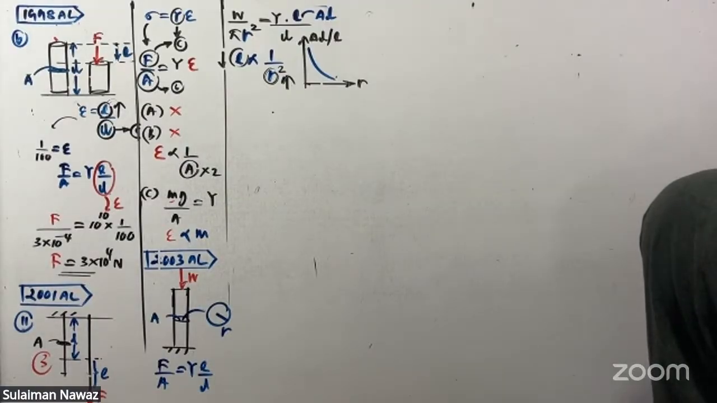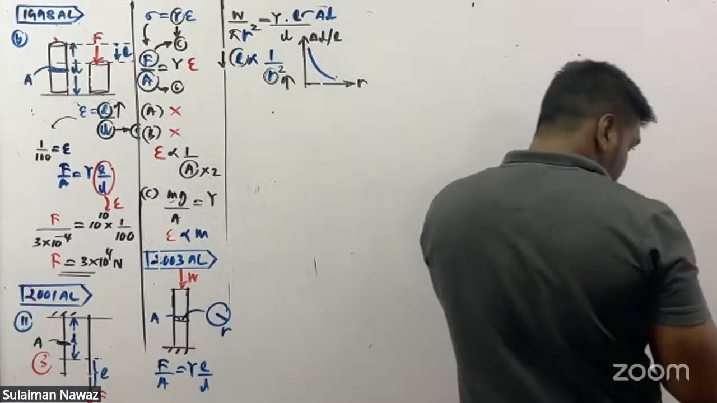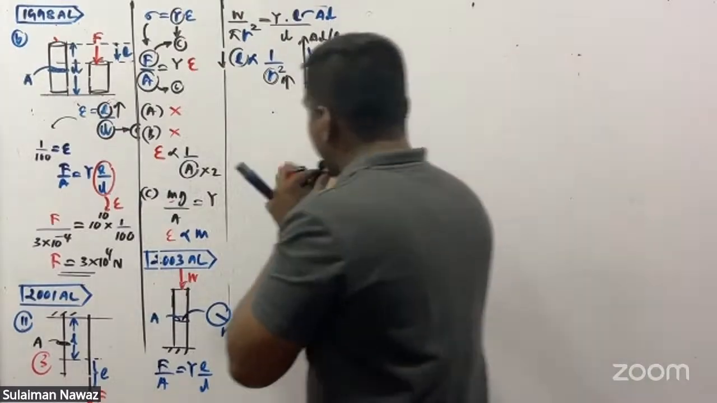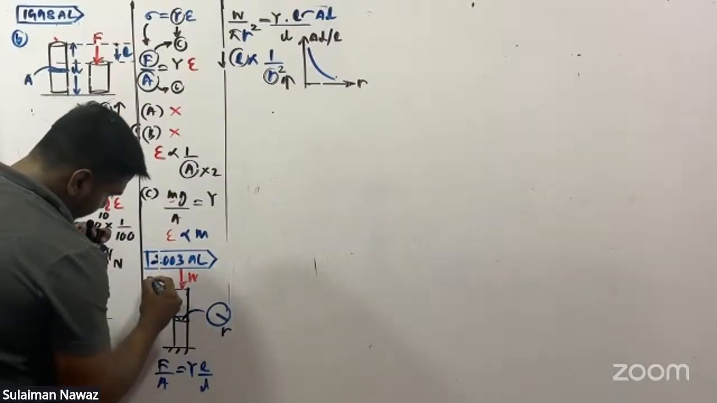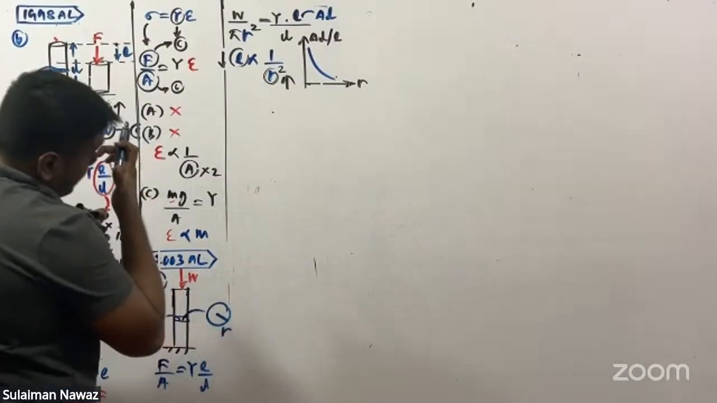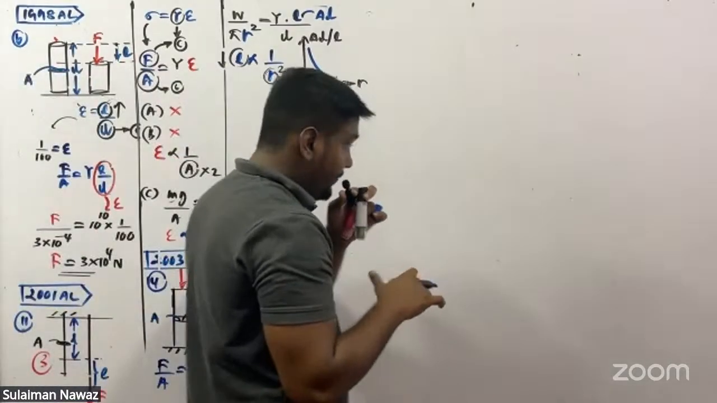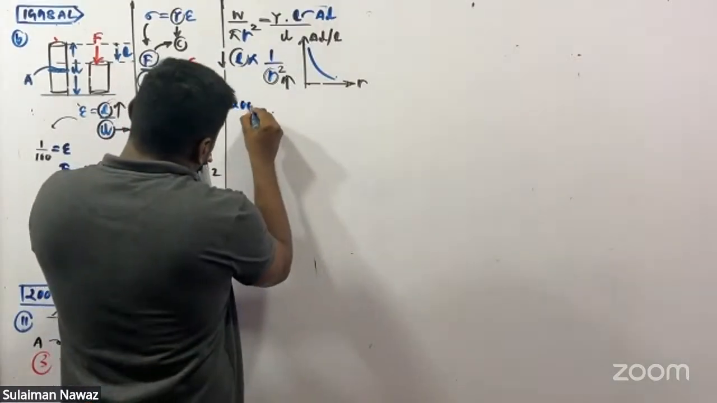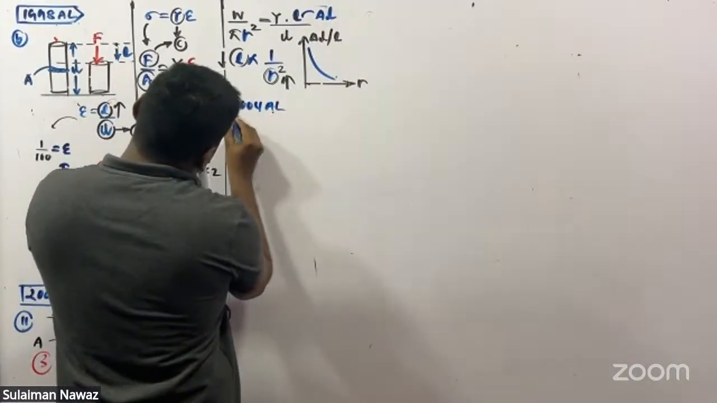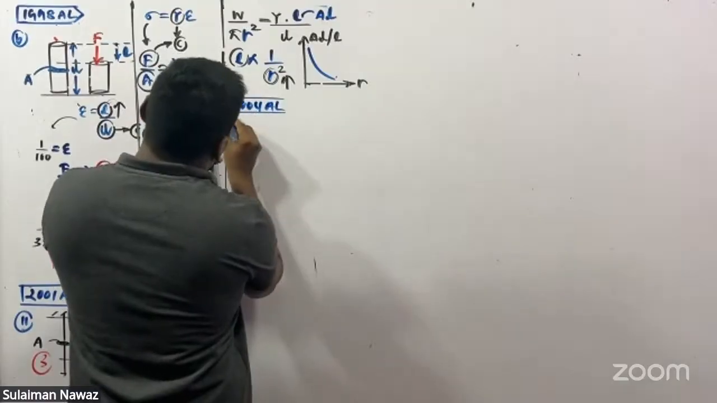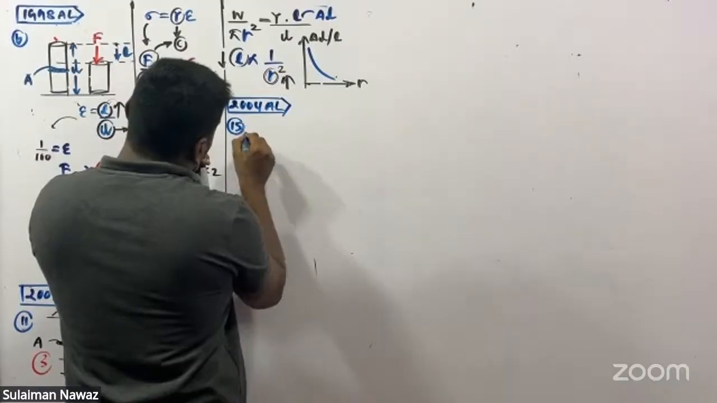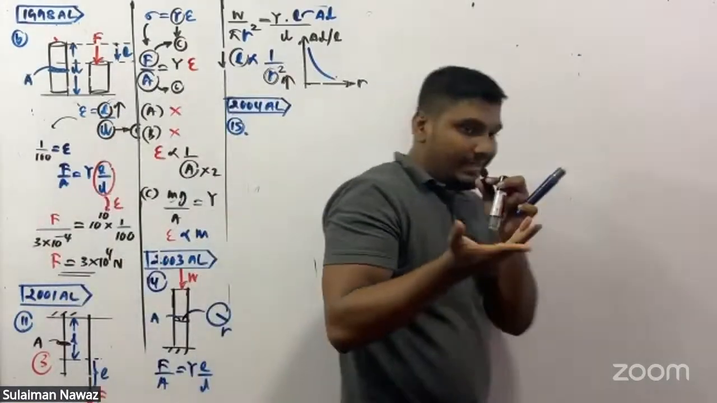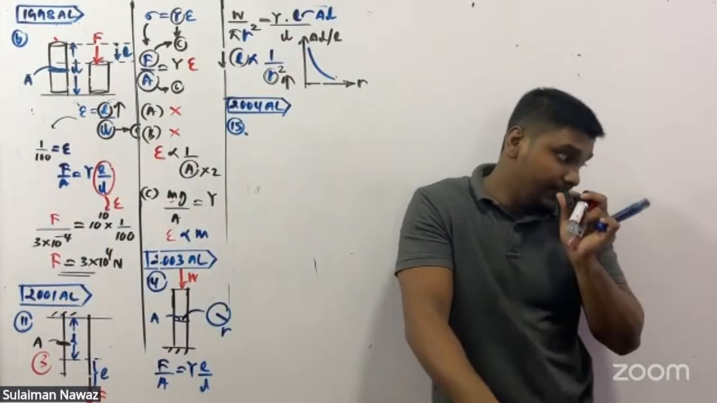Right. So we have done 15, 2003, 14. Next one, 15. The next one is 2004, A level, 15. Again, it is a statement question. Stay focused.